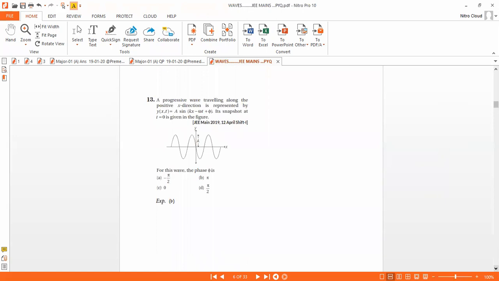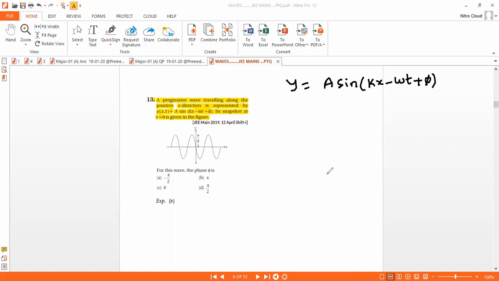A progressive wave traveling along the positive x direction is represented by, okay, fine. They gave that it is a times sine kx minus omega t plus phi. Its snapshot at t equal to 0 is given. So that means I can write y is equal to a into sine kx minus omega t plus phi when t equal to 0.